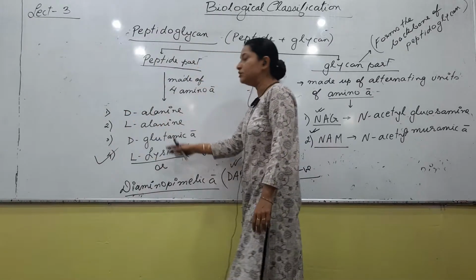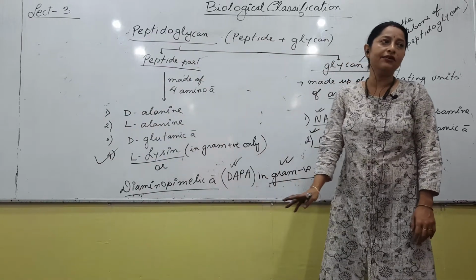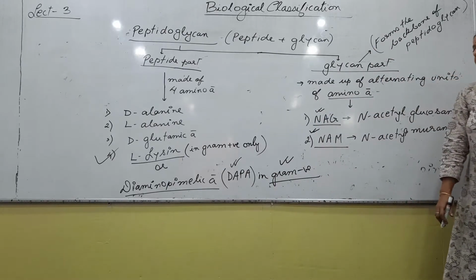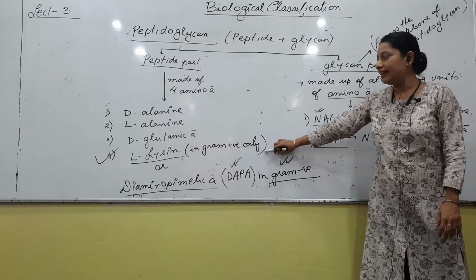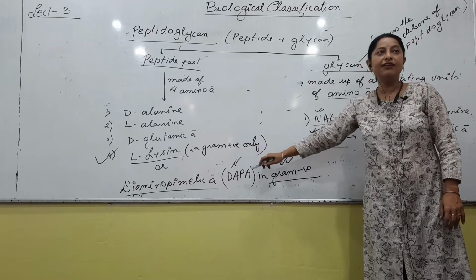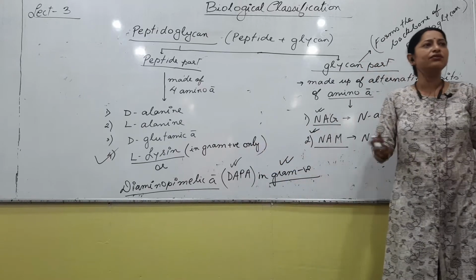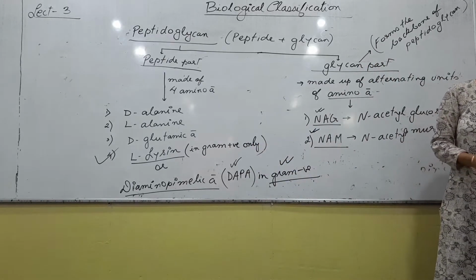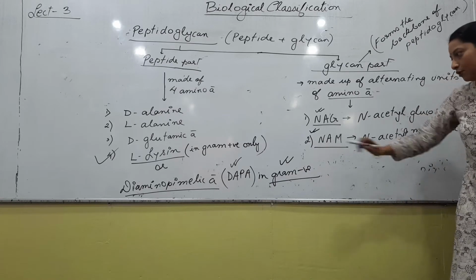And as far as these amino acids are concerned, I don't think you need to remember, because questions do not come from them. Only sometimes it may be asked, L-lysine is a characteristic of what? And DAP. If you remember DAP, then obviously we know that lysine is not a characteristic in case of gram negative, right? So that's a point that's important.